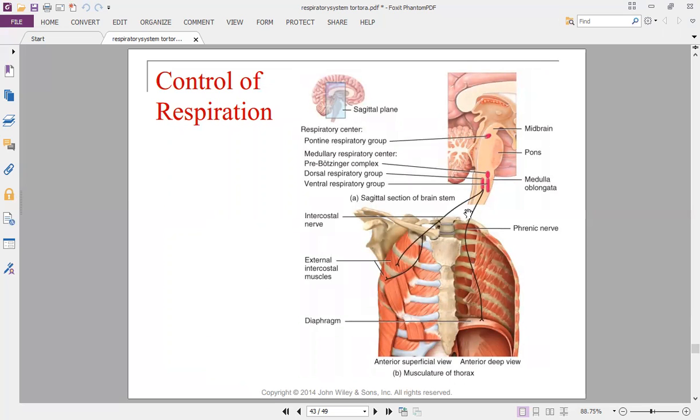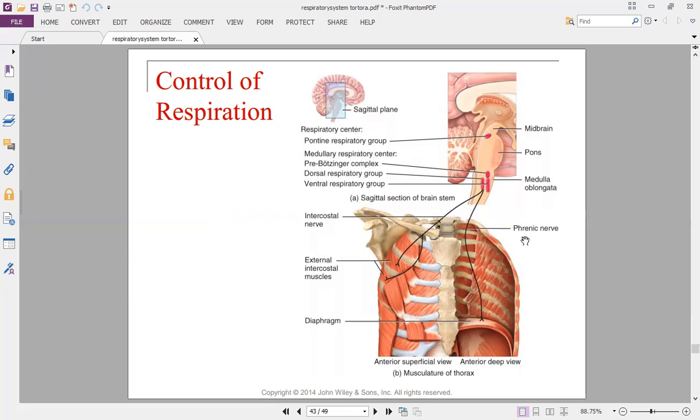Your control of respiration is basically occurring in your brain stem. There are respiratory centers, which are the pontine respiratory group. This is the respiratory center, the pontine respiratory center. This is a group of neurons. They control respiration. Then the medullary respiratory center includes the pre-Bötzinger complex, the dorsal respiratory group, and the ventral respiratory group. They allow the nerve fibers to go through.